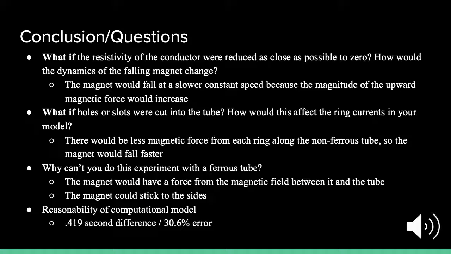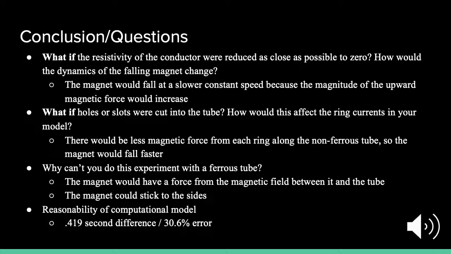For the conclusion questions: what if the resistivity of the conductor were reduced as close as possible to zero? How would the dynamics of the falling magnet change? The magnet would fall at a slower constant speed because the magnitude of the upward magnetic force would increase. What if holes or slots were cut into the tube? How would this affect the ring currents in your model? There would be less magnetic force from each ring along the non-ferrous tube, so the magnet would fall faster because of this.